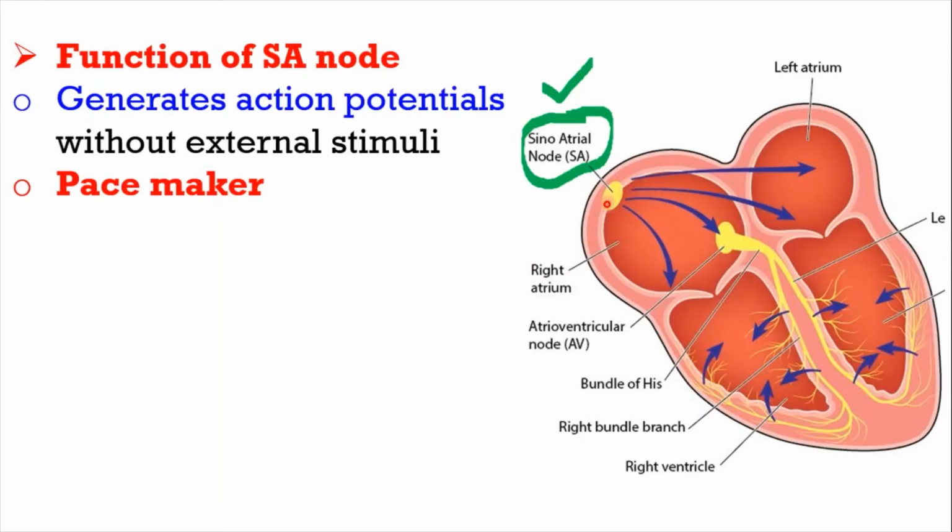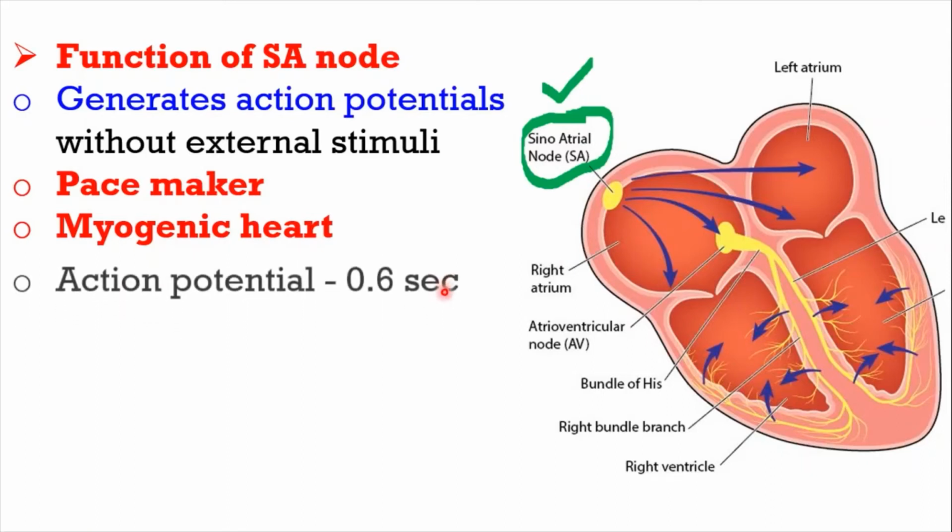Sinoatrial node is nothing but specialized cardiac musculature. Pacemaker is situated within the heart, so the action potentials are generated in the heart itself. They are generated from specialized cardiac musculature, sinoatrial node. So the heart of vertebrates is known as myogenic heart. Myo means muscles, genic means generates. The action potentials are generated by cardiac muscles only. That's why the heart is known as myogenic heart.